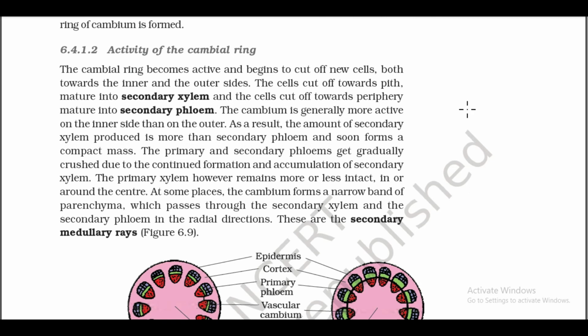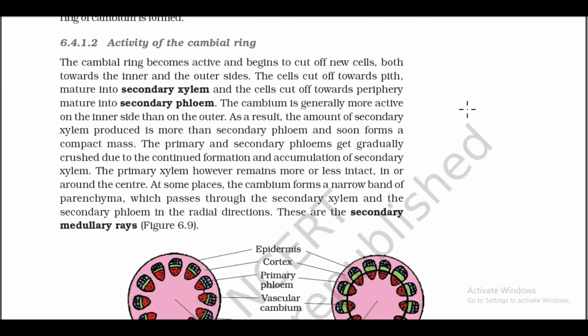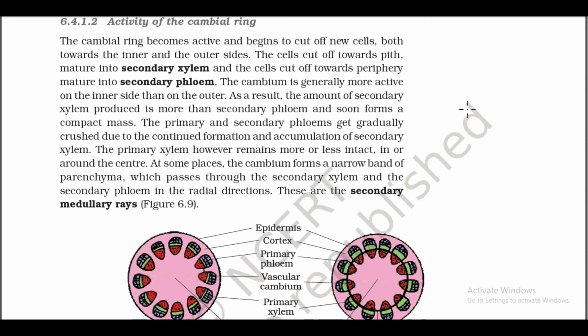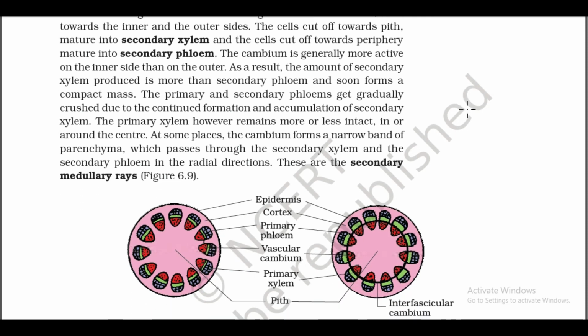6.4.1.2 Activity of the cambial ring. The cambial ring becomes active and begins to cut off new cells, both towards the inner and the outer sides. The cells cut off towards pith mature into secondary xylem, and the cells cut off towards periphery mature into secondary phloem. The cambium is generally more active on the inner side than on the outer.